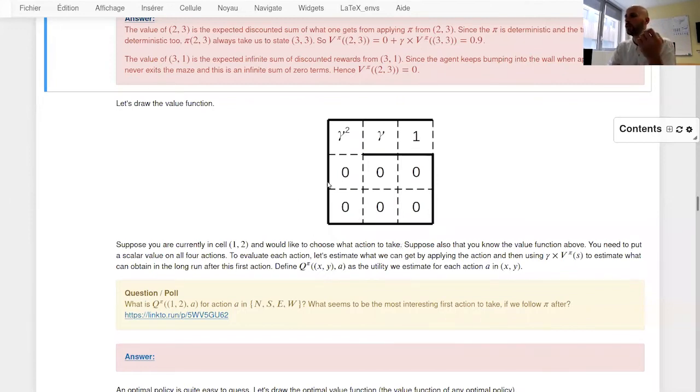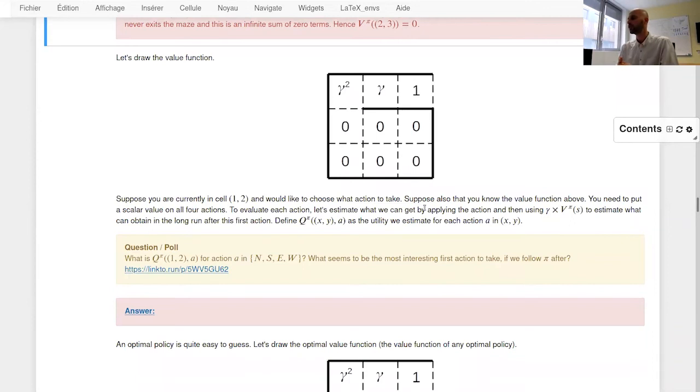Suppose now that you are currently in cell 1-2, this cell here, and you would like to choose what action to take. You are free to decide the action that you should take in cell 1-2. Suppose also that you know the value function that we have drawn above, and you need to put a scalar value to compare actions together. So you have those four actions, north, south, east, and west, and you want to evaluate each action. To do that, let's estimate what we can get by applying the action and then using gamma times V pi of s in the resulting state to estimate what we can obtain in the long run after this first action. We will call this Q pi of the original starting state and the action the utility we estimate for each action A in the starting state XY.